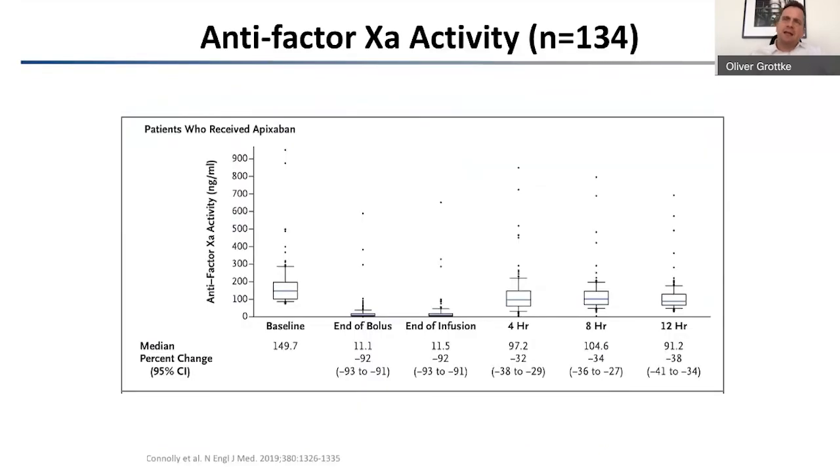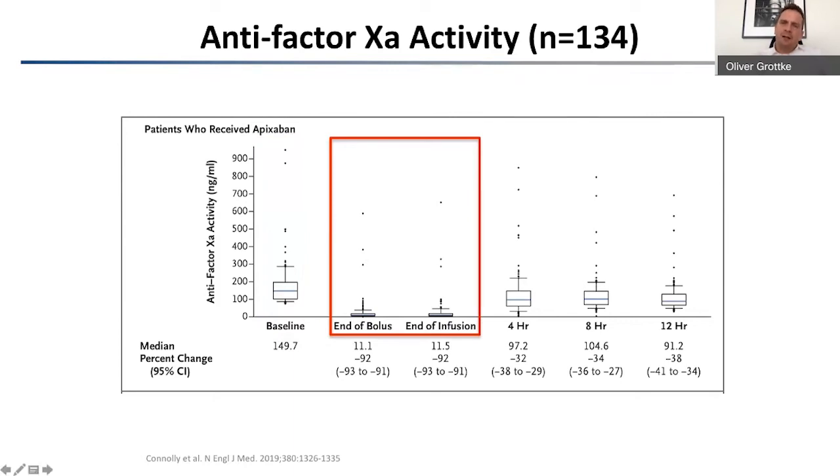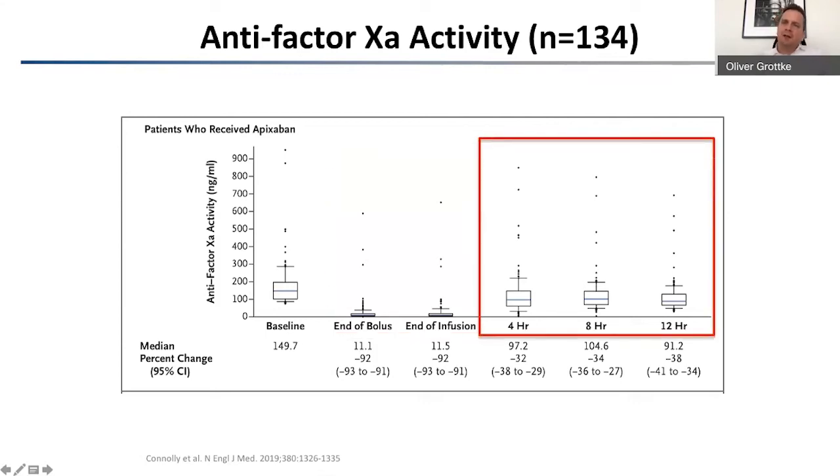The reversal of the factor Xa activity for apixaban is shown on this slide. 134 patients, you can see at baseline an elevated level of 150 nanograms per mL. After giving the bolus of andexanet alfa, there was a full reversal. However, because of the short half-life and competitive binding, andexanet alfa has to be given over another 2 hours, so bolus plus 2-hour infusion. During this infusion time, there were no relevant apixaban levels. However, 4 hours after stopping the infusion, there is a rebound of the factor Xa activity. However, despite this rebound, there was excellent or good hemostatic efficacy shown in the study.